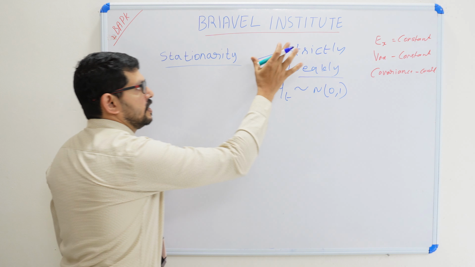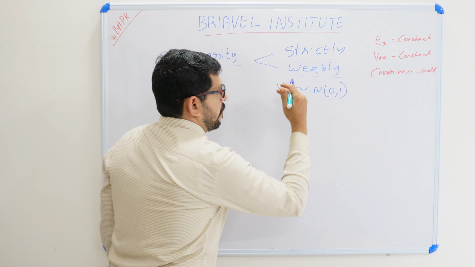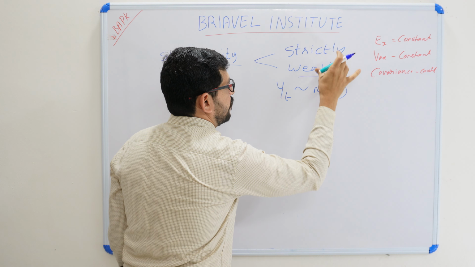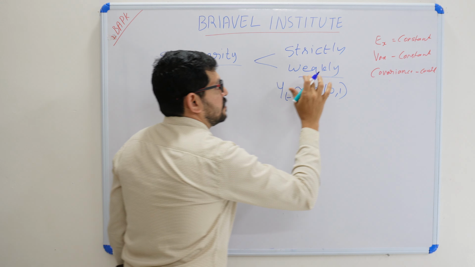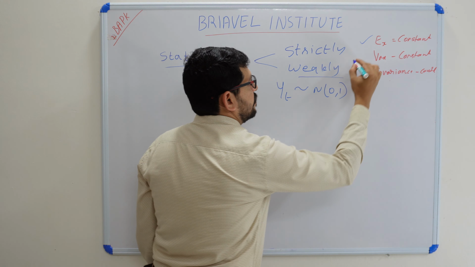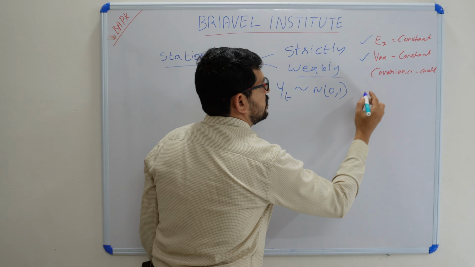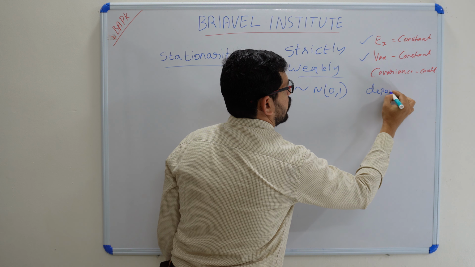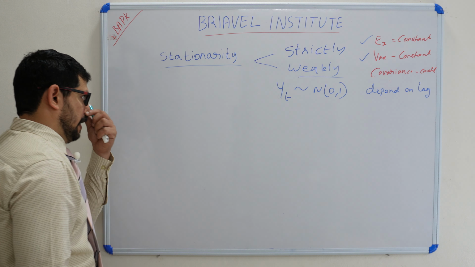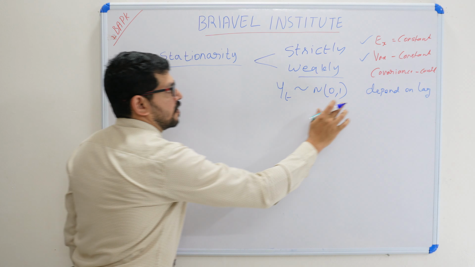So we have seen strictly stationary. We have to check whether a process is strictly stationary or weakly stationary. Weakly stationary means the expectation of S should be constant, the variance is also constant, and the covariance depends only on the lag. What is the lag?